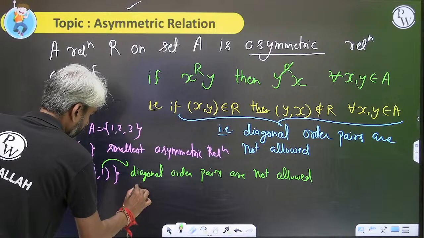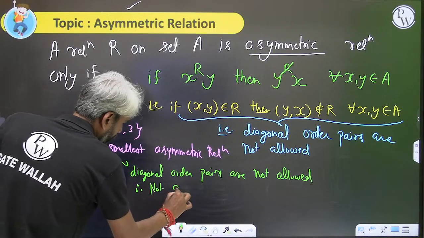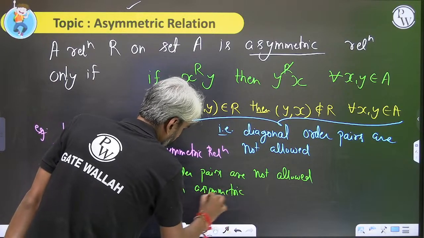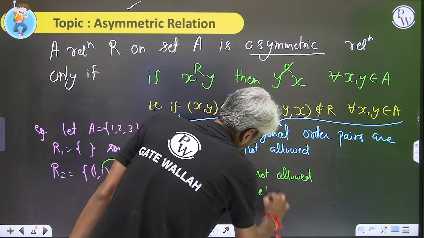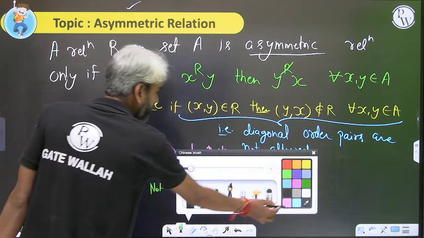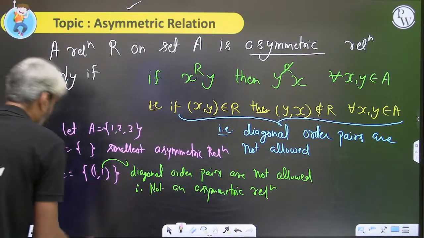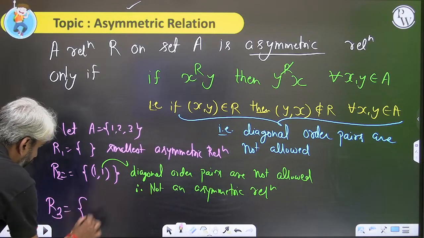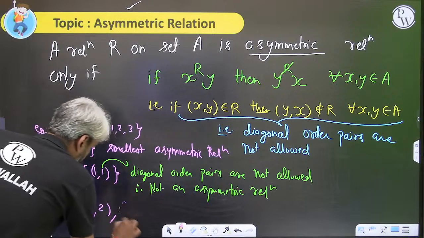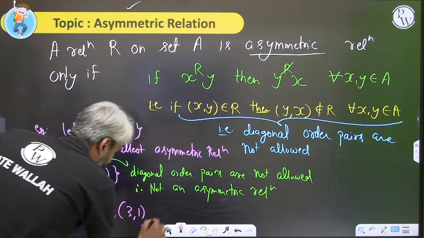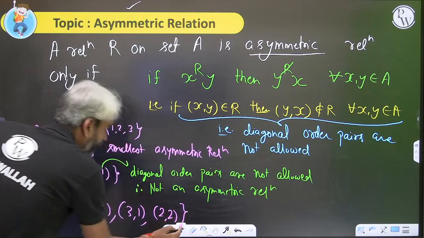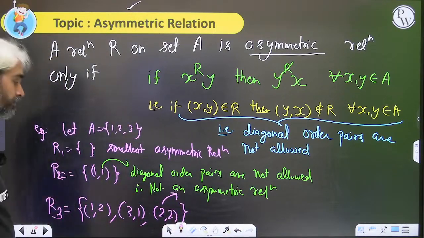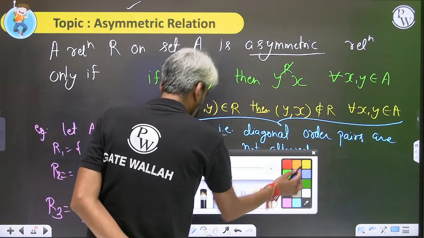Not allowed. Therefore, not asymmetric. Okay, let's look at some more. Let's assume R1, R2, R3. 1, 2 is present, 2, 1 is not present. 3, 1 is present, 1, 3 is not present. But again, same reason: a diagonal ordered pair is not allowed, therefore not asymmetric.